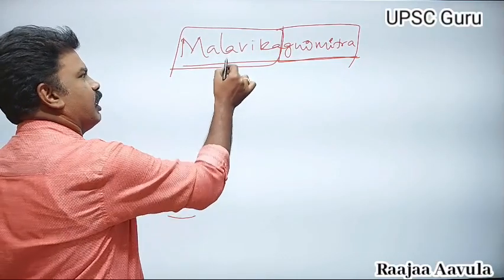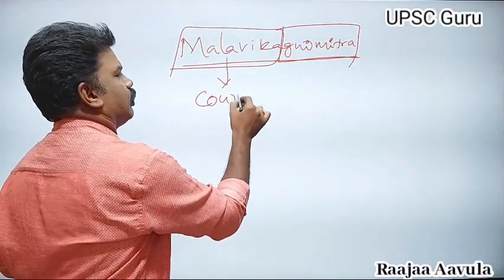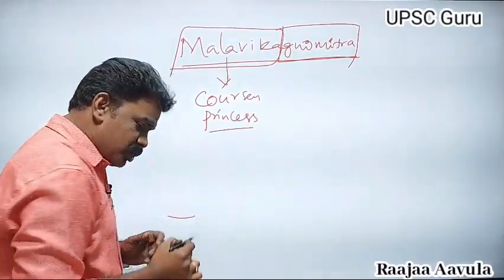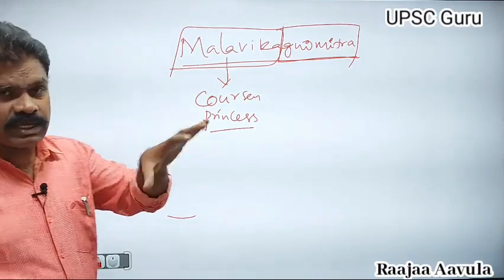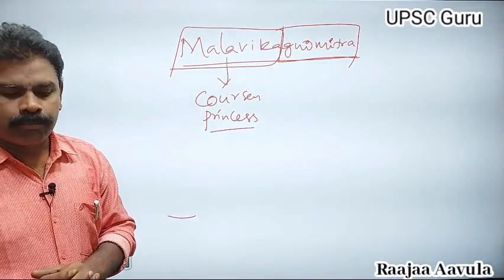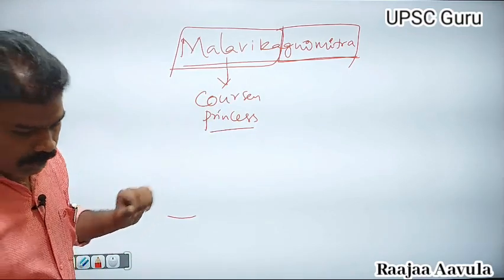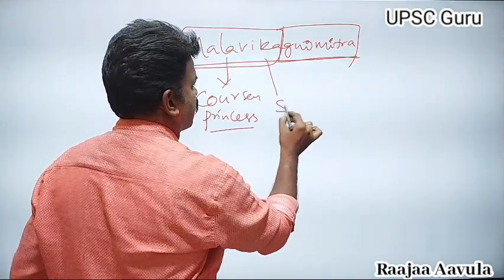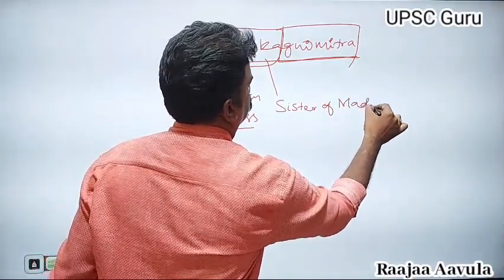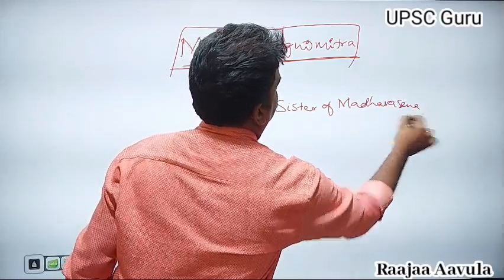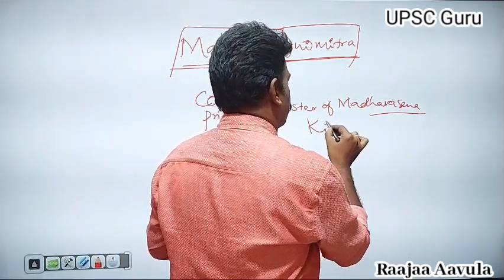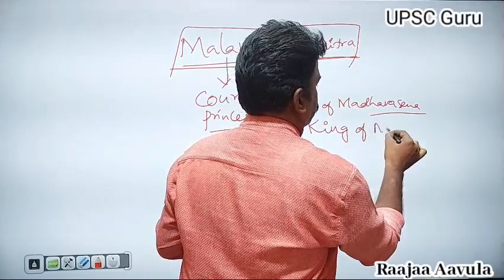Who was Malavika? Malavika was a courtesan, originally a princess. Even though she was a princess, she was working under the queen. Malavika was the sister of Madhavasena, who was the king of Malwa.